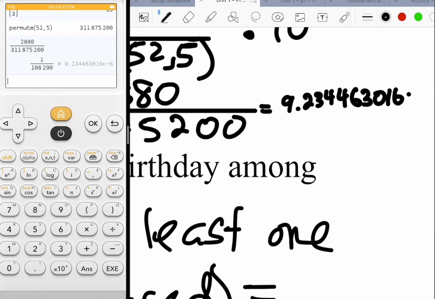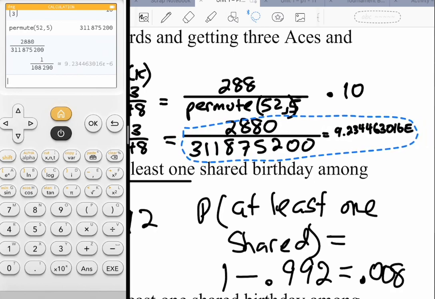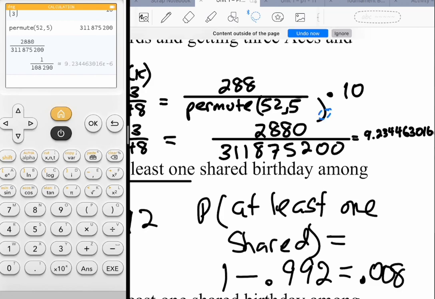9.234463016 E negative 6. And of course, I did not give myself enough room to write that, so let me just slide some stuff over. Oh, not you. I want you to stay right there.